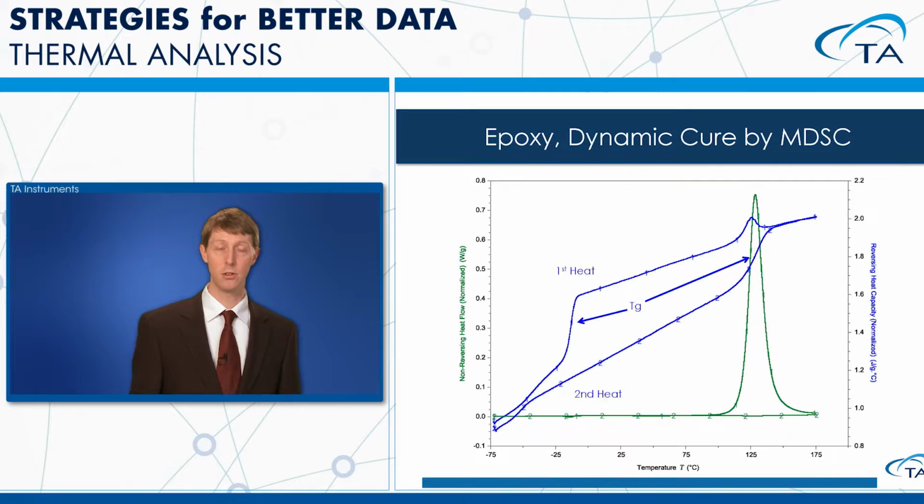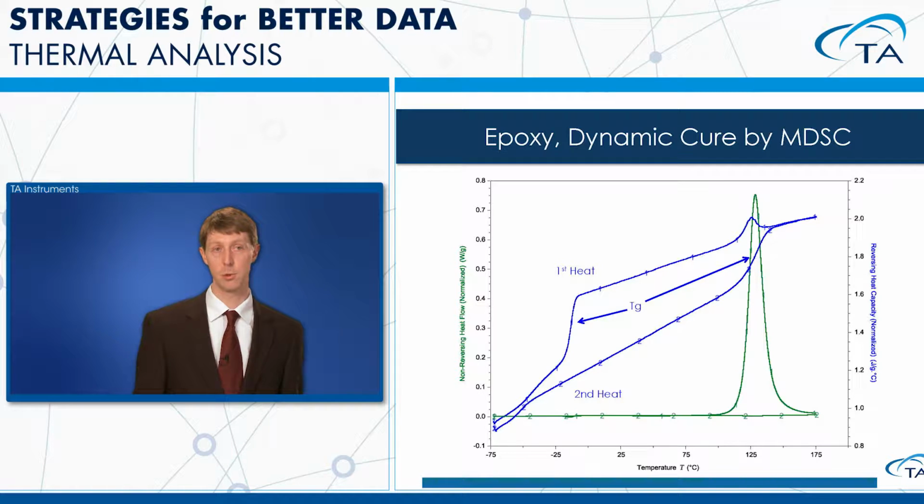So here in this case, you can see that we're looking at a modulated DSC experiment, and we're taking just a two-part epoxy, mixing it up, putting it into a DSC pan, and ramping it up to, in this case, 175 degrees. And so what you can see is that on that initial first heat, we have a glass transition at lower temperatures.